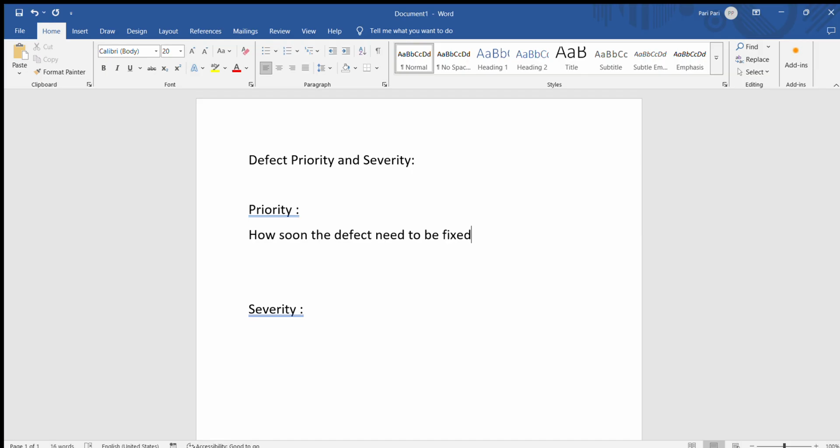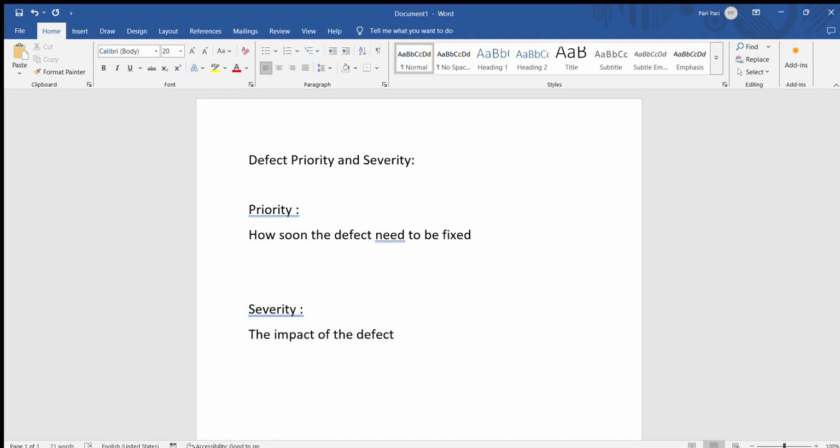Okay. So the definition of severity is the impact of the defect. If it is blocking all the modules, then you can mention a high severity defect. If it is not blocking all the modules, then in that case, you can mention only a low severity or medium severity defect. Okay. So that is the main difference between priority and severity.